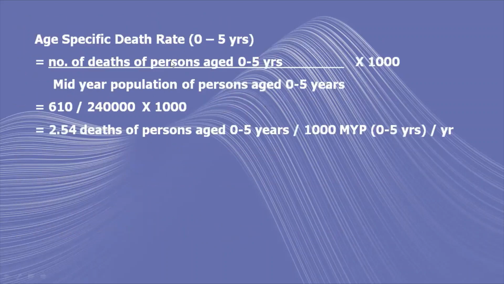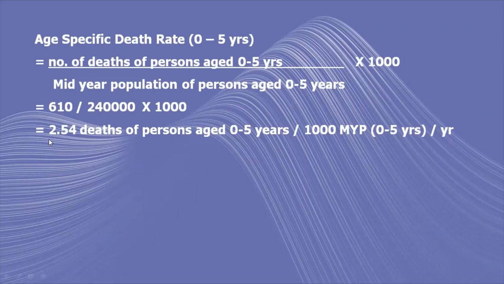Now coming to age-specific death rate for 0 to 5 years. So number of deaths per person between 0 to 5 years, denominator will be median population of persons aged 0 to 5. So don't get confused here. You have to take the population of that particular age group, not the total population. So 610 are the deaths for male, female, both in the age group of 0 to 5 years.